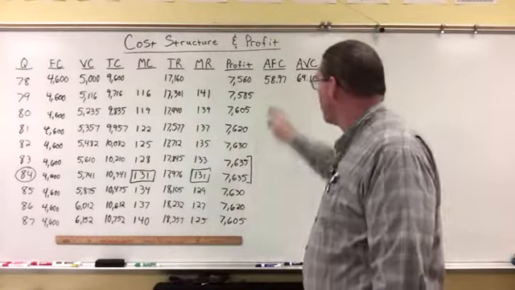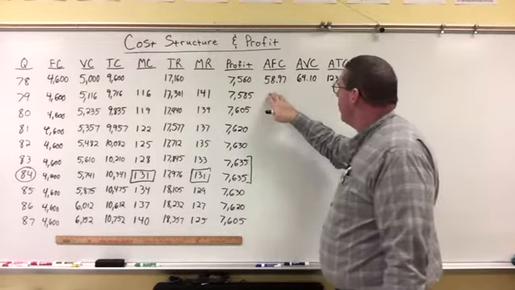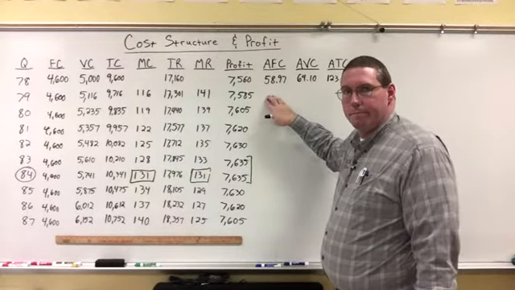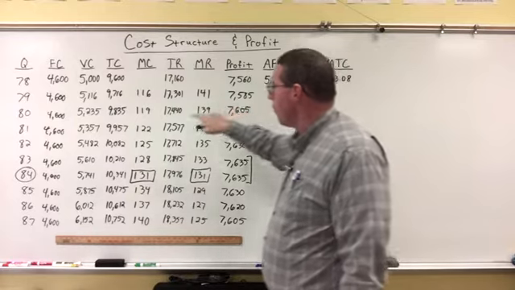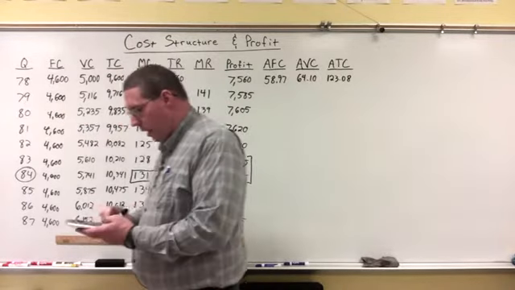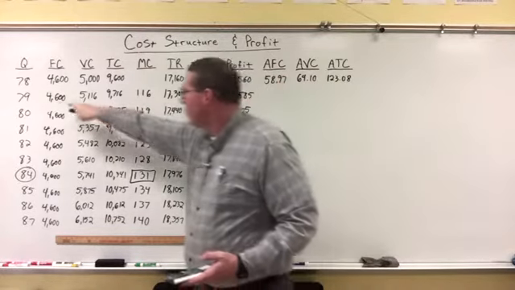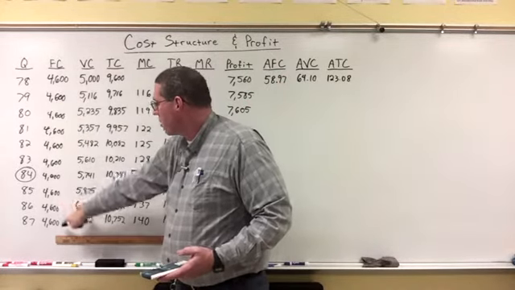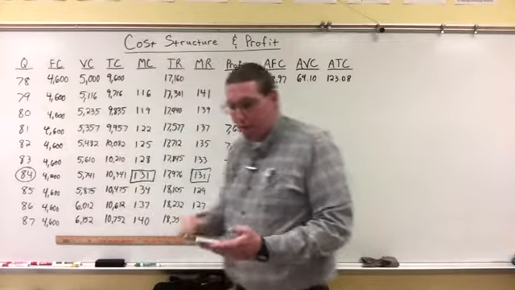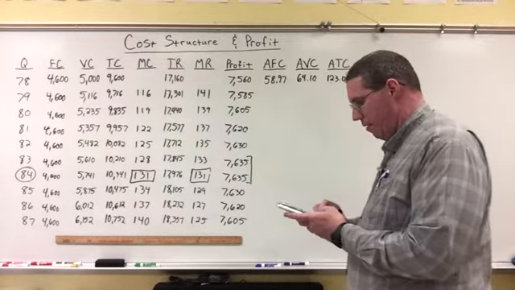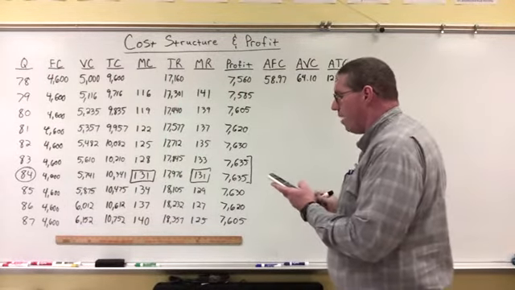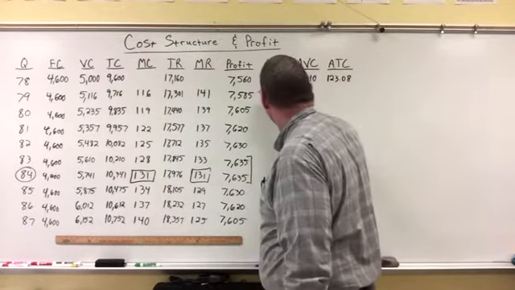Let's do the next one together. Why don't you go ahead and calculate this one and then I'll do it. All right, so 4,600 divided by 79. Notice that our numerator is not changing. We keep dividing by 4,600. Why is it always 4,600? Because it's fixed. It's a fixed cost. Divided by 79 gives us 58.23.